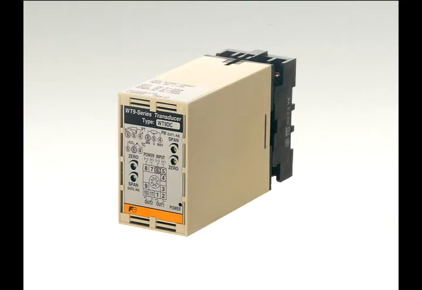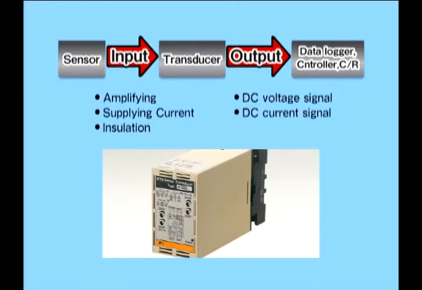The transducer is used to obtain accurate data from the sensor, record it electronically, and send it to the control room. Though at first glance this may look like a terminal block, the transducer plays an important role in connecting the sensor and data logger, or sensor and electronic control device.